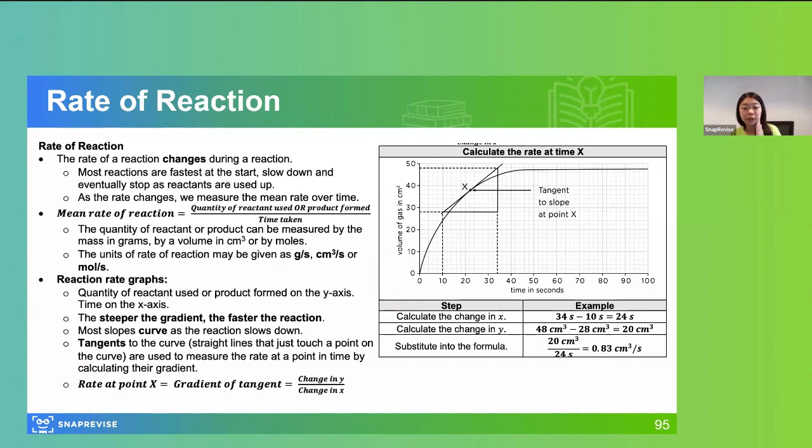And sometimes they will ask you to figure out the rate of reaction at a certain point. So at maybe like 20 seconds, figure out the rate of reaction. So at the point from 20 seconds, you draw a straight line, draw a triangle, and then figure out the rate of reaction just from that triangle. Change in y over change in x.